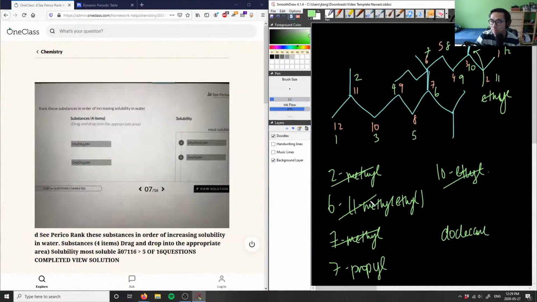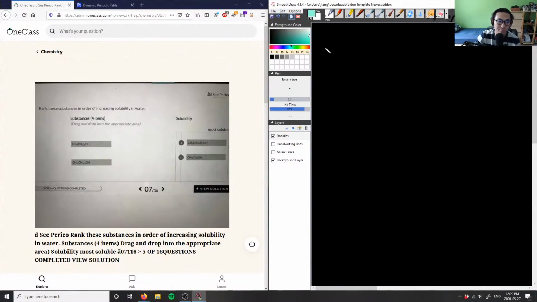Which number was this? I believe it was number 4. So this is number 5 here. It says rank these substances in order of increasing solubility. Okay, so I want most soluble to least soluble, and I'm giving four options here.